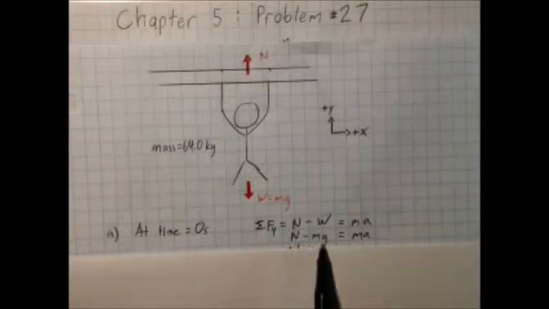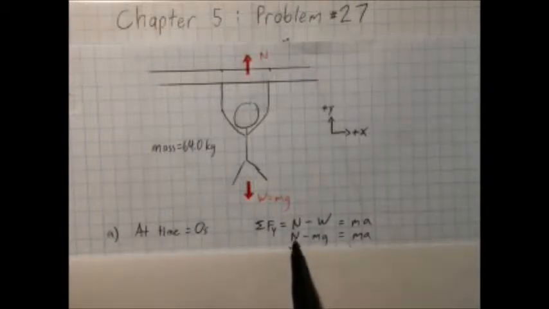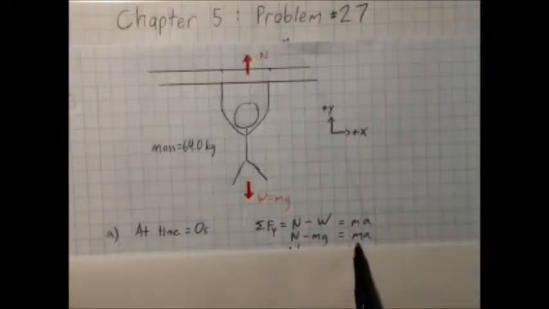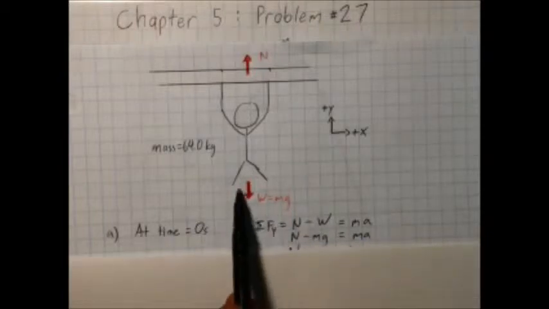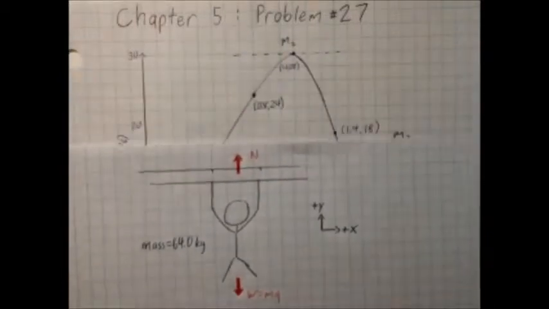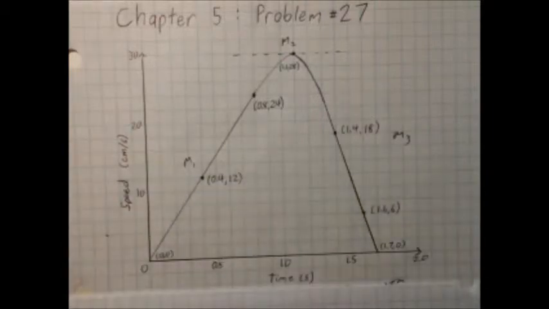So what variables do we know already? We don't know the normal force since that's what we're looking for. The mass we know. g is the acceleration of gravity, which we know. We don't know the acceleration of the person at this point. And the way we find it is by looking at the chart that the question gives us. Or the graph, I mean.